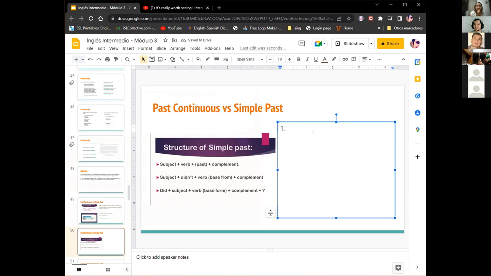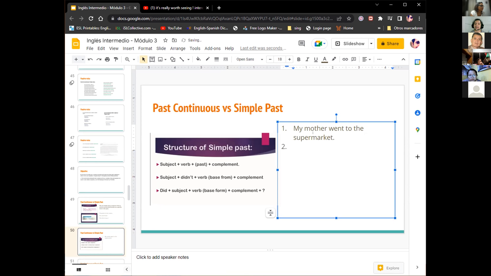With subject, verb, in the past, and complement. One sentence. Only one. Sorry, I cannot hear you very well. Uh-huh. My mother went to the supermarket. Very good. My mother went to the supermarket. Ahí podíamos agregar ya la otra, el past continuous, right? My mother went to the supermarket when something happened, cuando algo pasó.